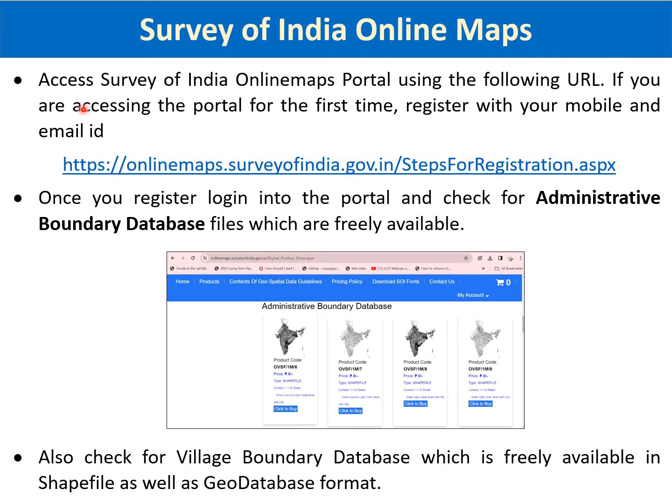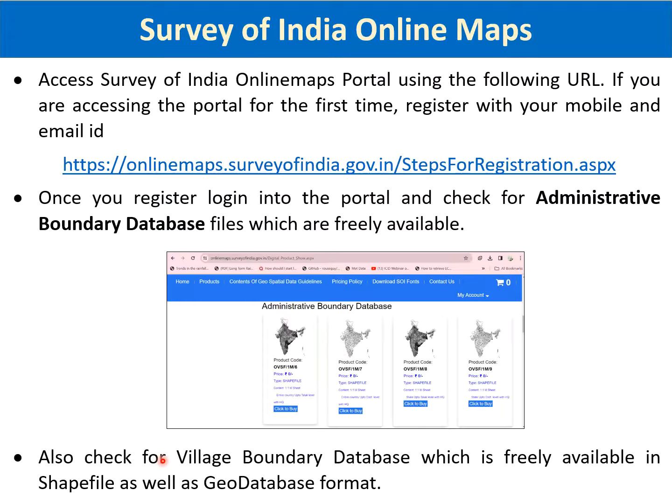You can access the Survey of India online maps portal using this URL. If you are accessing it for the first time, you have to register using your mobile and email ID. And once you create your login credentials, you can log in and check for the various types of datasets which are available. Many of them are priced. However, the administrative boundary database files are freely available, and you can download the state boundaries, district boundaries, taluka boundaries. You can download them in the shapefile format.